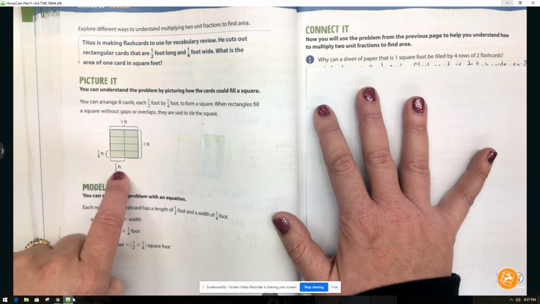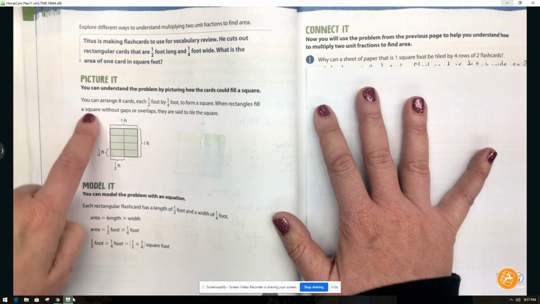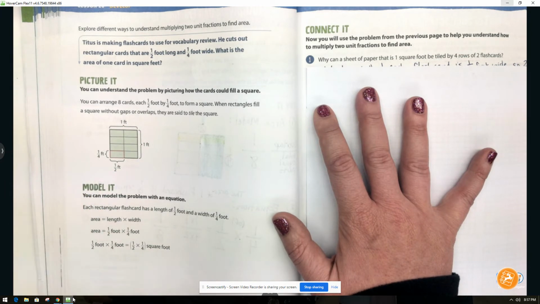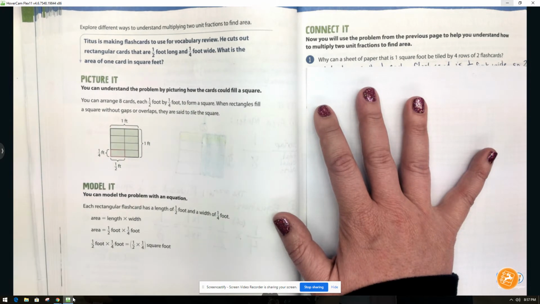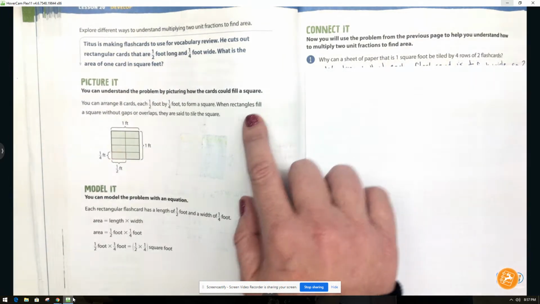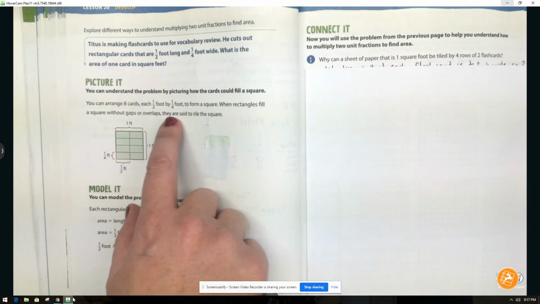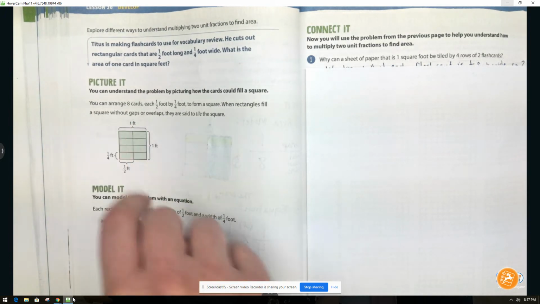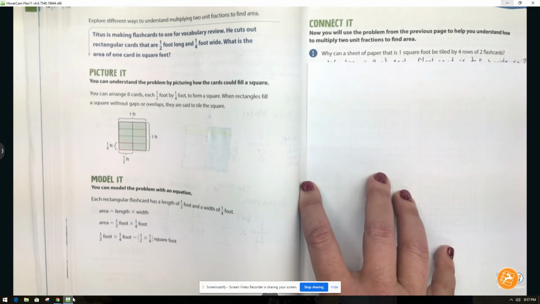In this case, they drew it at the bottom. Doesn't really matter, and they drew the 1/4 on the side. It doesn't matter which direction they drew it. The picture looks very similar. You can almost see it through the paper to what we just drew. When rectangles fill a square without gaps or overlaps, they are said to tile the square. So this method that we used is called tiling the square.